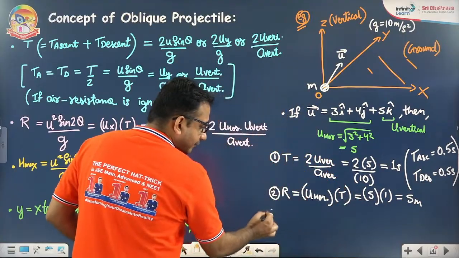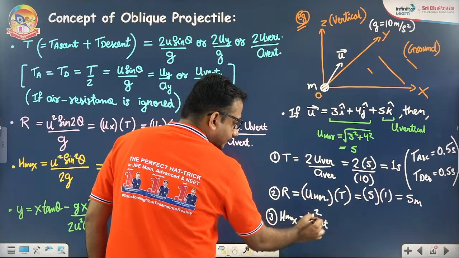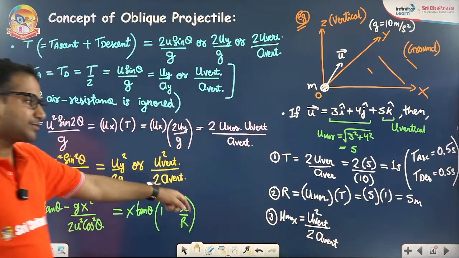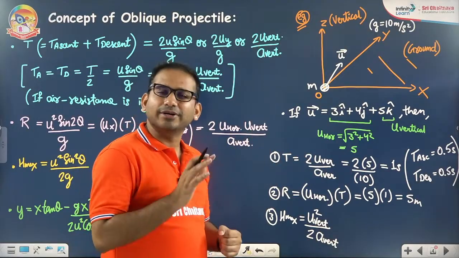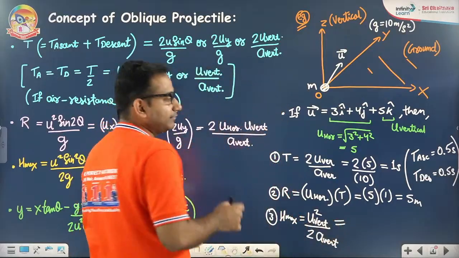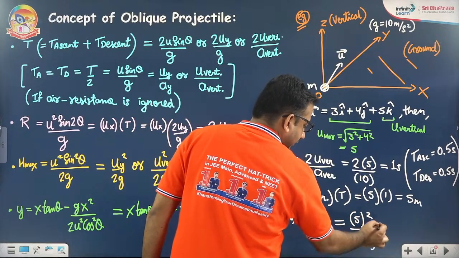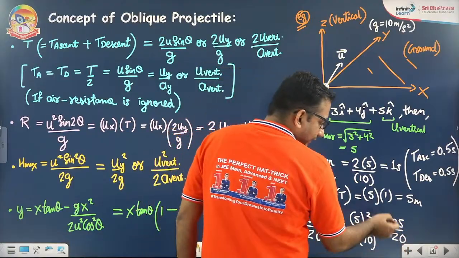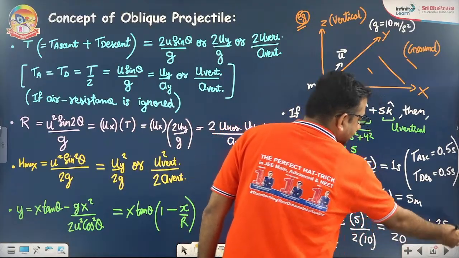meters. Similarly, if someone is asking the h max, that is u vertical square by twice of a vertical. Just like stopping distance or the normal maximum height formula in 1D, you write it as v square by 2g. Same, this formula is there, but remember we have to consider the vertical one. So vertical is 5, here it's 5 square by twice of 10, so that is 25 by 20. 25 by 2 is 12.5, another 10, so you can write it as 1.25 meters.